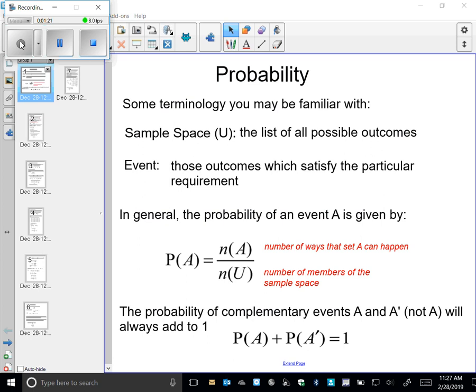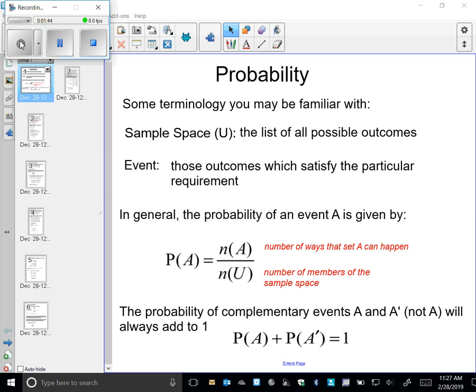And we also talk about events. Okay, the event, it's not a party we're having, it's what we're actually looking at. So, rolling a 6, picking a 4 out of the hat, whatever it is. Okay? So the probability of an event is the number of ways that something can happen over the number of members in the sample space. So how many possibilities are there?